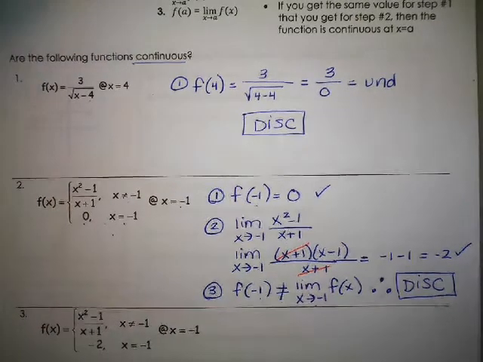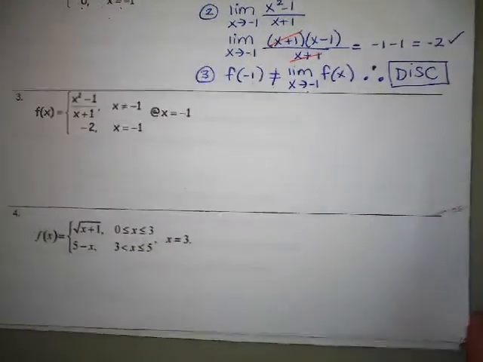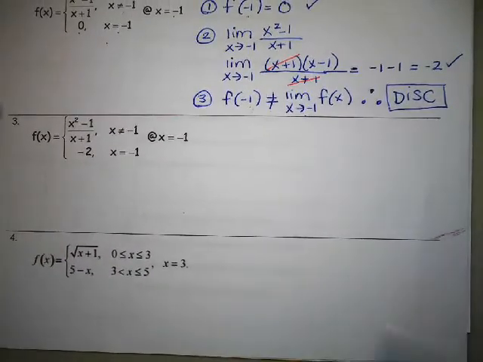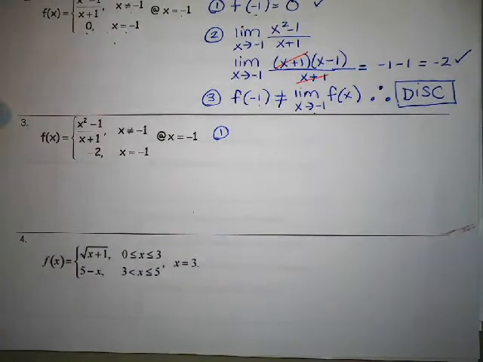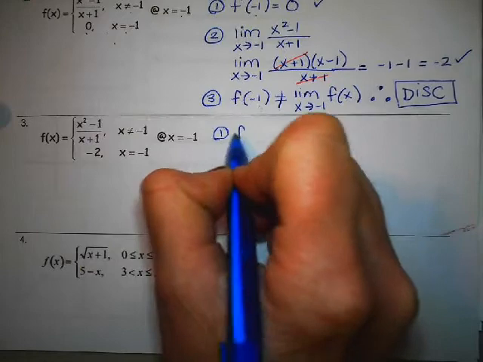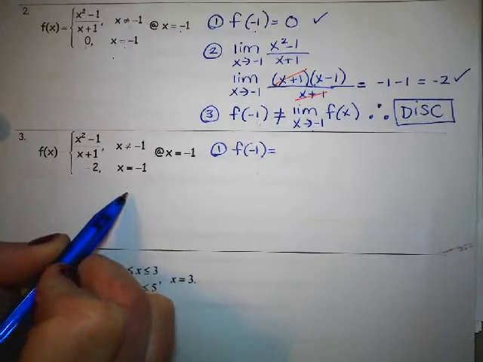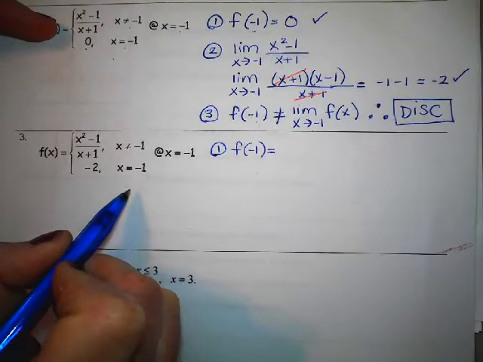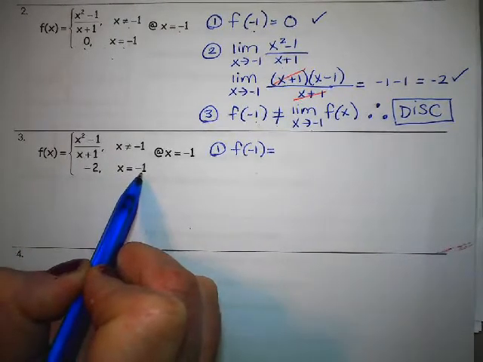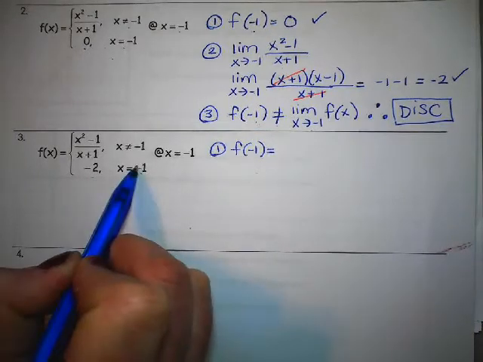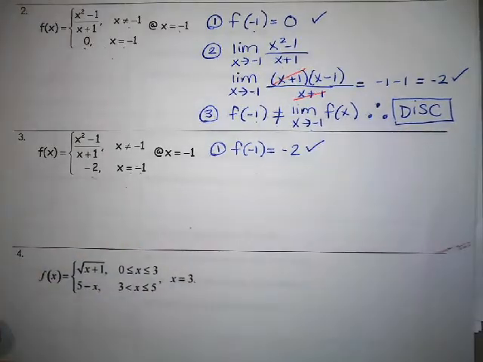Okay, let's move down to number 3. And on number 3, same directions, is this function continuous? So anytime we want to know if it's continuous, we start going through our 3 steps. Step 1, f of -1. Well, let's look at our function. Our function looks pretty similar to number 2, but it's different. When x equals -1, the answer is -2. That's what this bottom part of the piecewise function tells me. So it equals -2. Check.